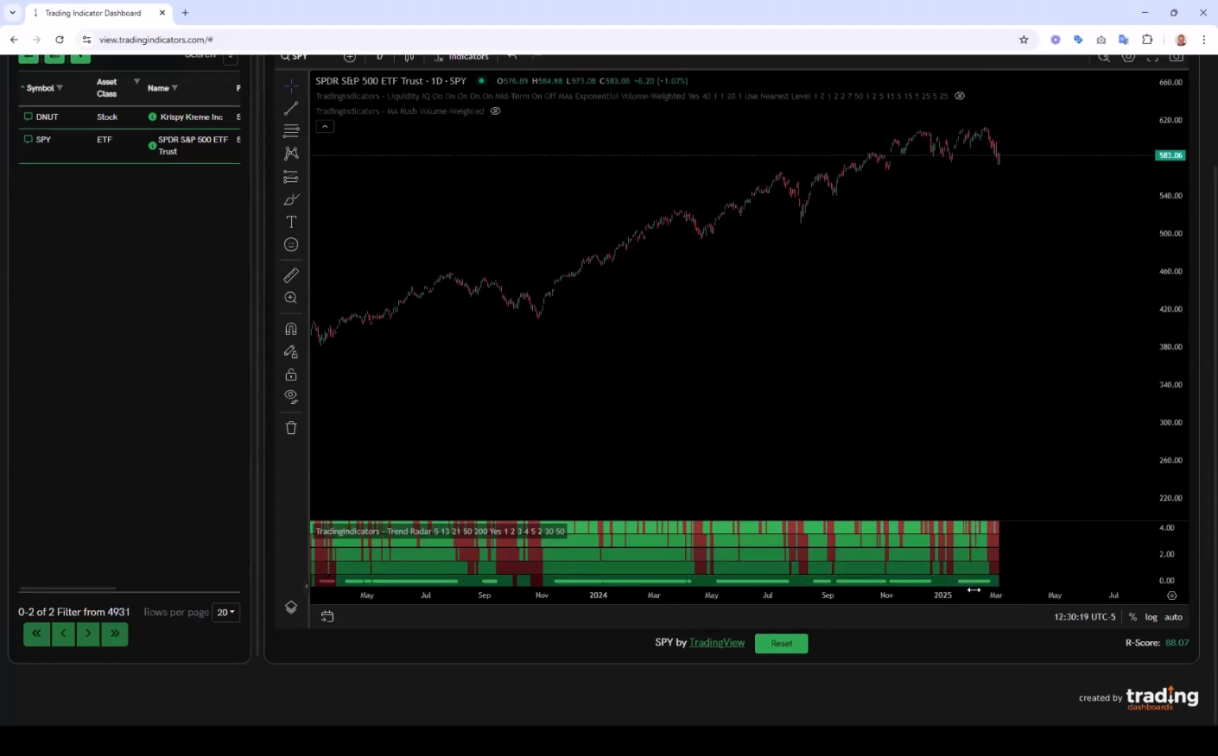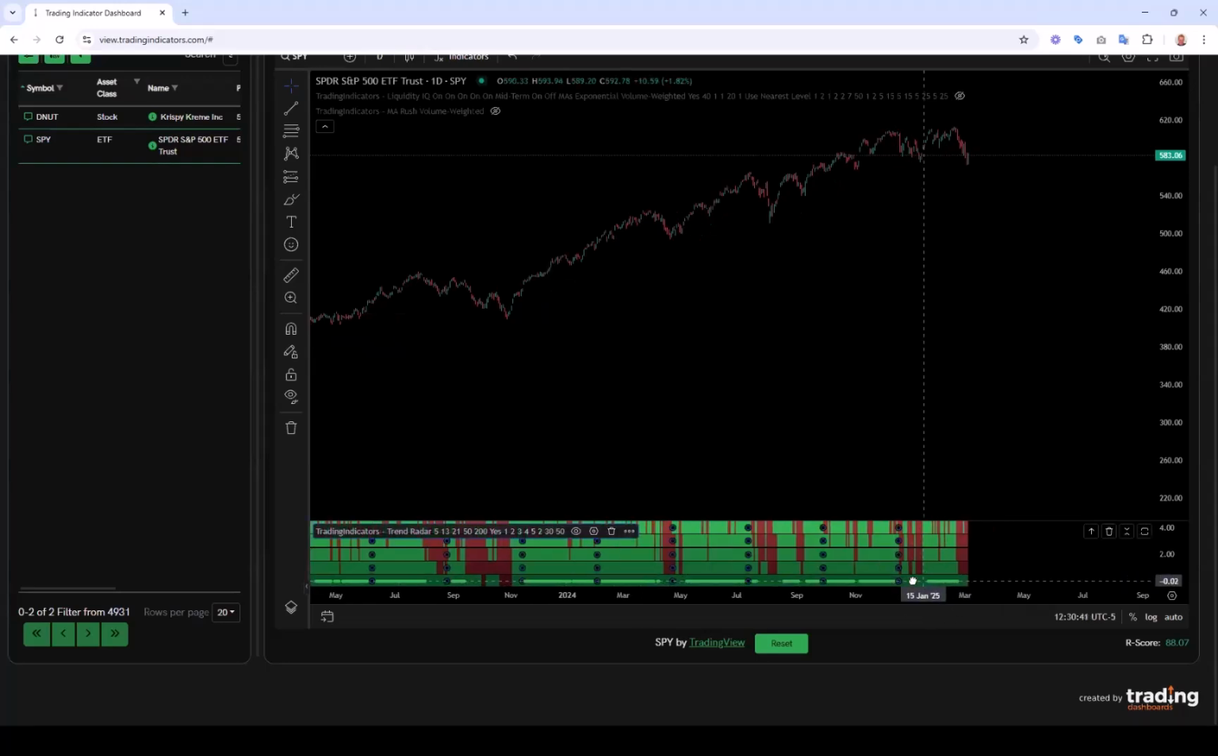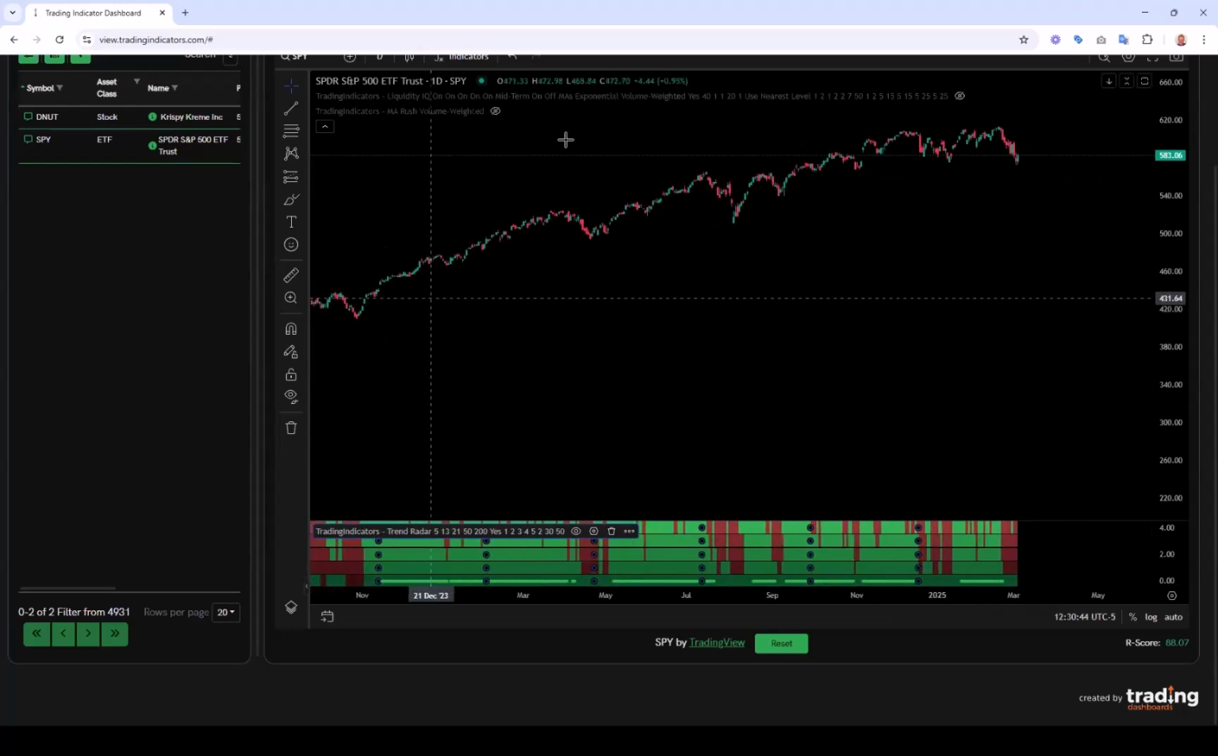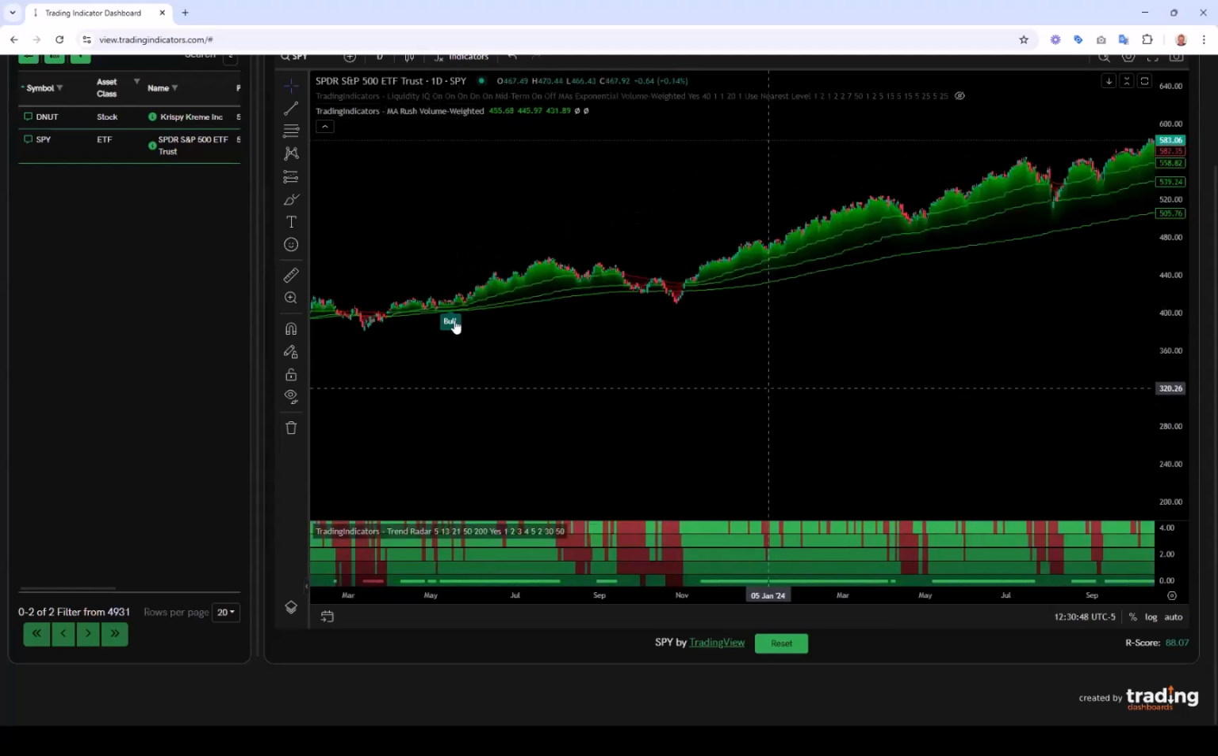Well, this is meant to fine-tune your entries. For example, and if you listened to me talk prior to this webinar, you probably know this already, one item Trend Radar is really, really good at, it excels at, is to find healthy pullbacks within a longer term trend. So for example, let's look at the SPY here. We are in an uptrend. We know this because of MA Rush. It's bullish.